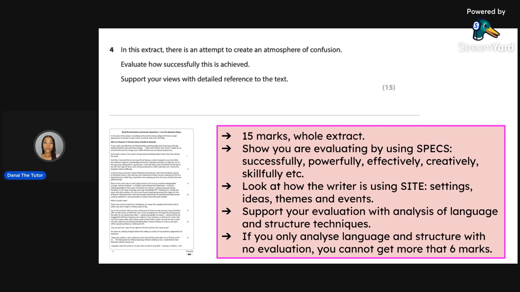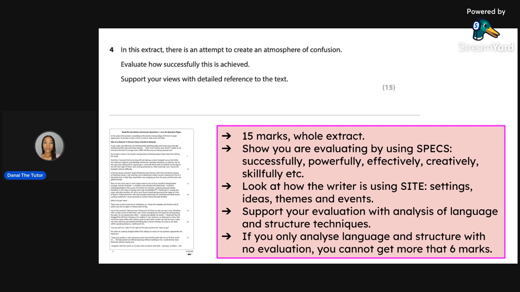Okay, question 3 is about language and structure. This question is about evaluating. And so you're looking at slightly different things. So that's what you're evaluating, and you support your evaluation with analysis of language and structure. So it is appropriate to look at language and structure to evaluate language and structure and how it creates a specific emotion, whatever the question is asking you.